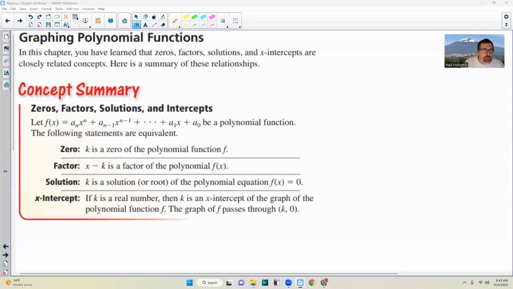So the key factor to that is right here: if k is a real number. If it's an imaginary solution, it's not an x-intercept. So that's the only difference. Solutions, roots, zeros, and x-intercepts all mean the same thing unless we're talking about imaginary. And a factor is just the zero subtracted from x. So x minus whatever that zero is is a factor of the polynomial.